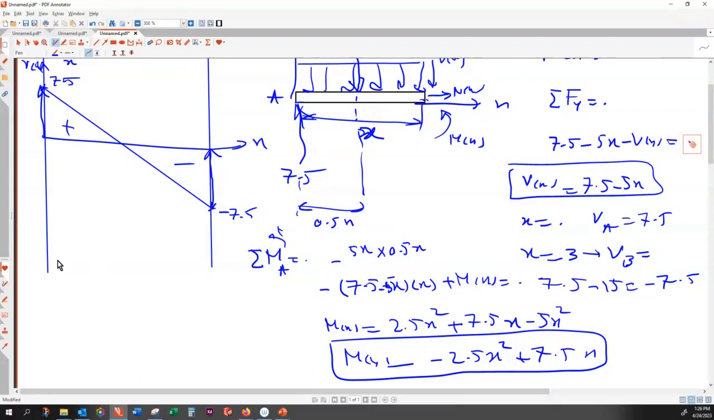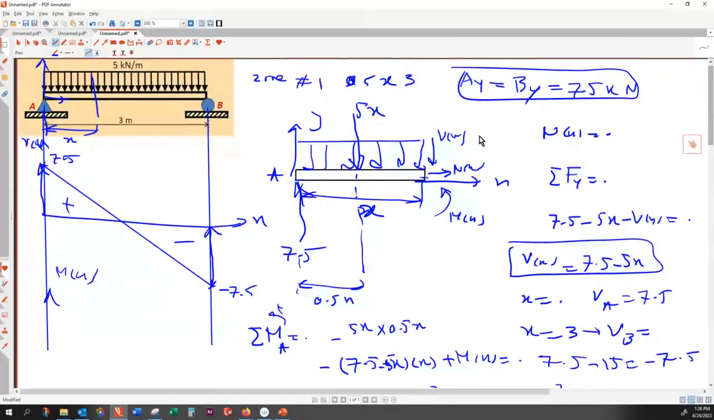All right, so if I want to plot my M of x, that is V of x. So how much rotation you get, because V of x is this one, 7.5 minus 5x. So that is V of x multiplied by x. This is the arm of rotation. That is the magnitude. The magnitude is 7.5 minus 5x. So that multiplied by this arm, that is the V multiplied by x.